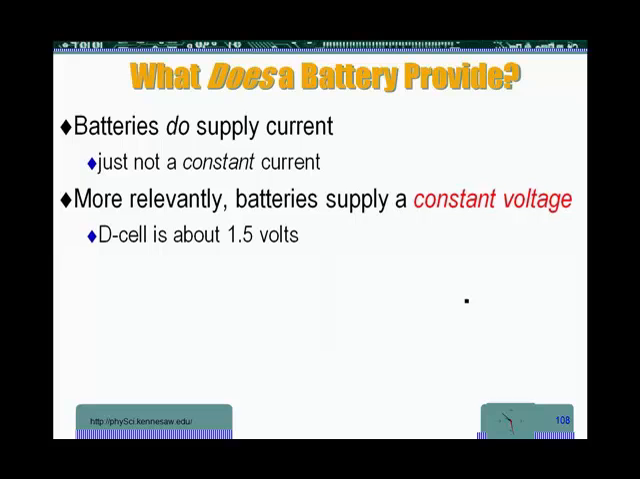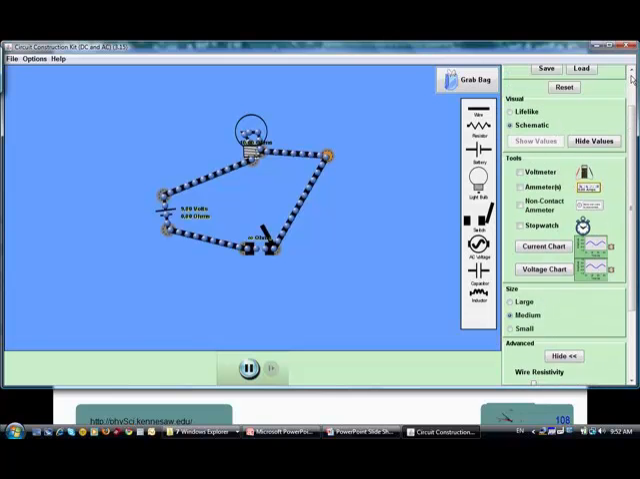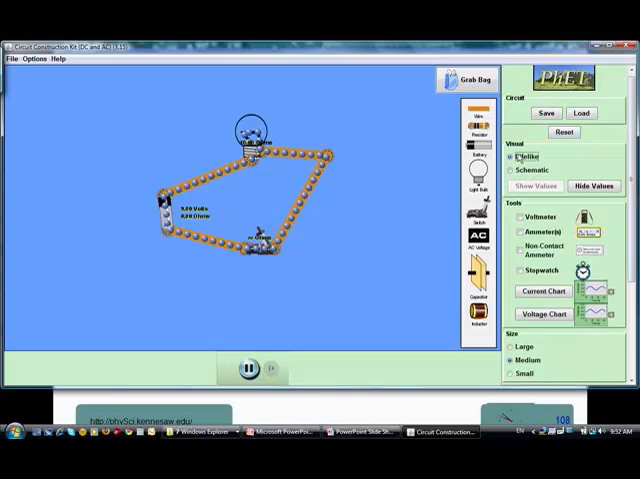What does a battery in a circuit provide? It supplies current. However, be careful. Let's look at the circuit again. I'm going to show the electrons again, and let's remove the schematic view, have it lifelike. Now with the switch open, notice that we already have electrons throughout.